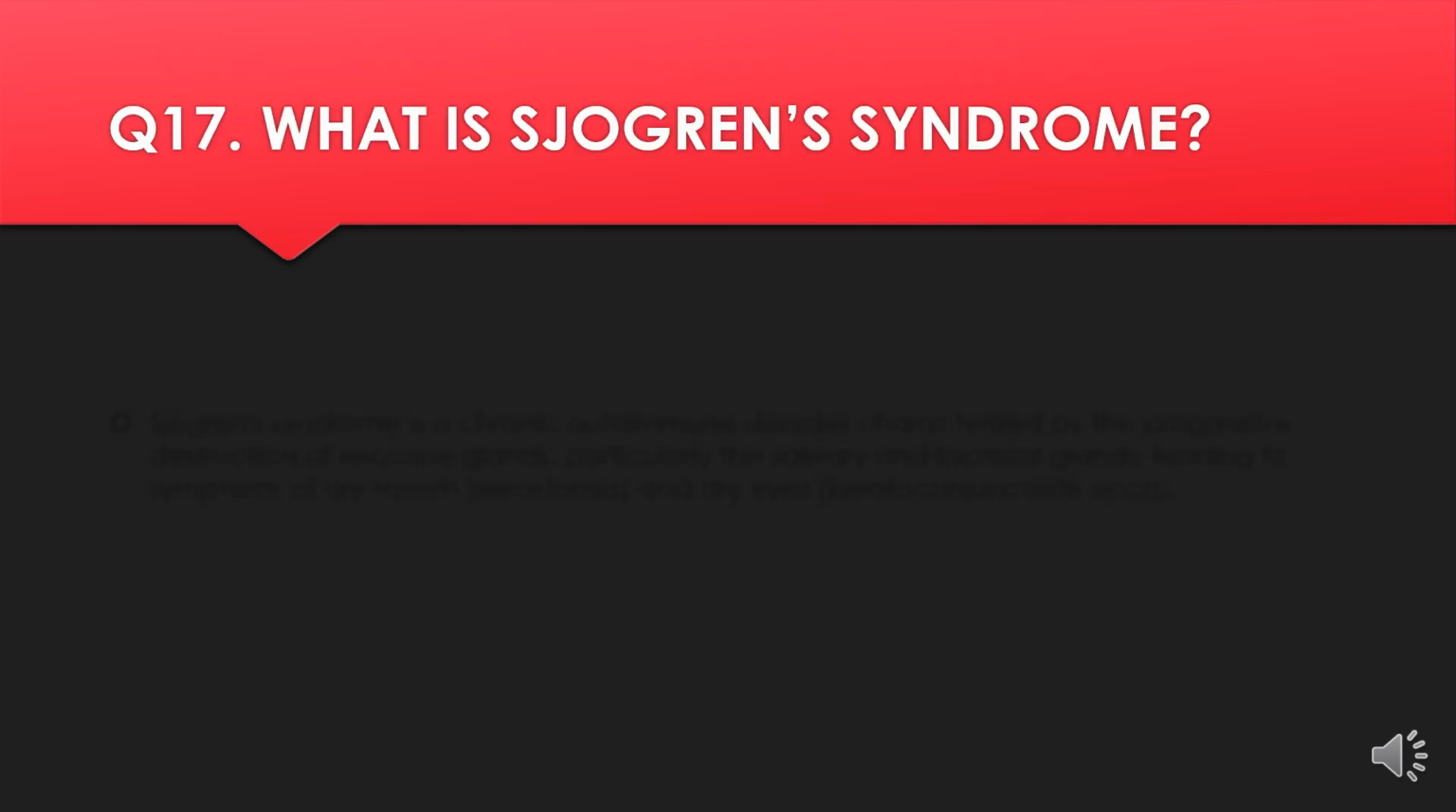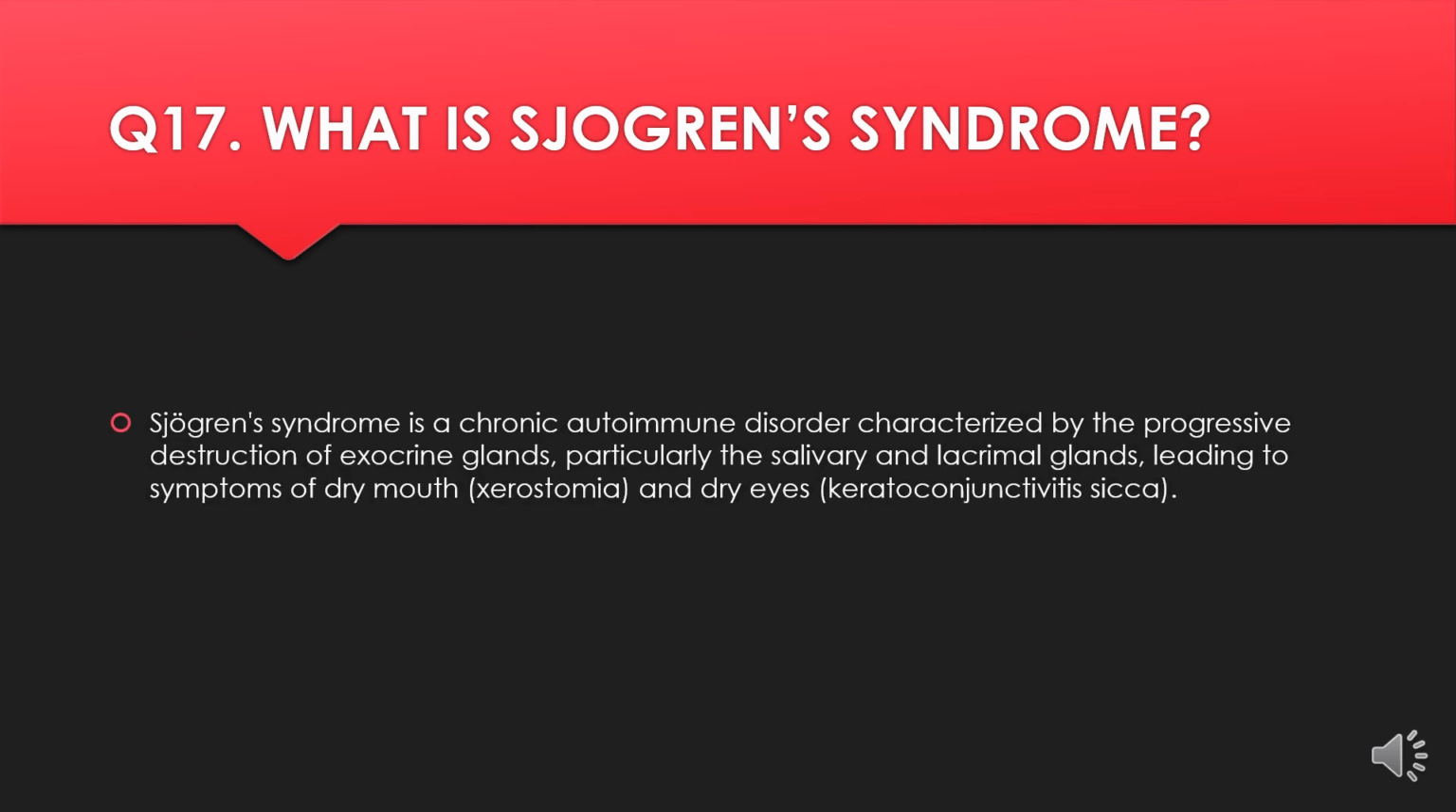Next question is, what is Sjögren syndrome? It is a chronic autoimmune disorder characterized by the progressive destruction of exocrine glands, particularly the salivary and lacrimal glands, leading to symptoms of dry mouth and dry eyes. Dry mouth is also called xerostomia and dry eyes is also called keratoconjunctivitis sicca.